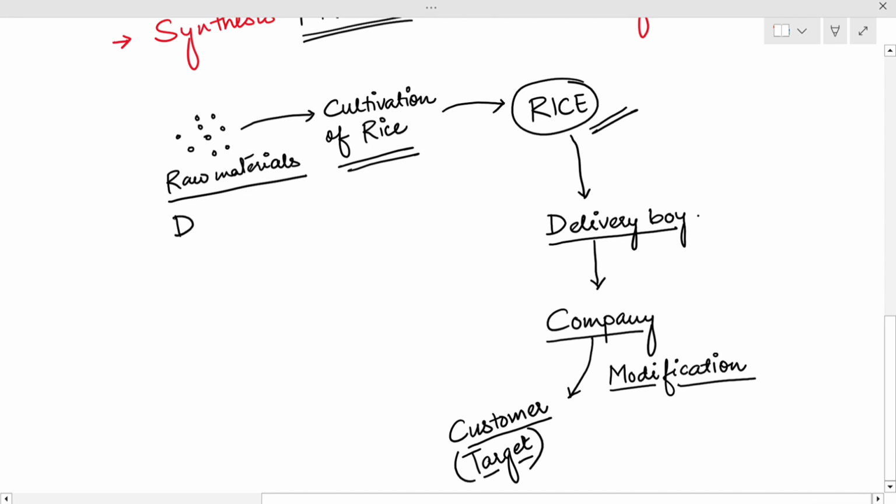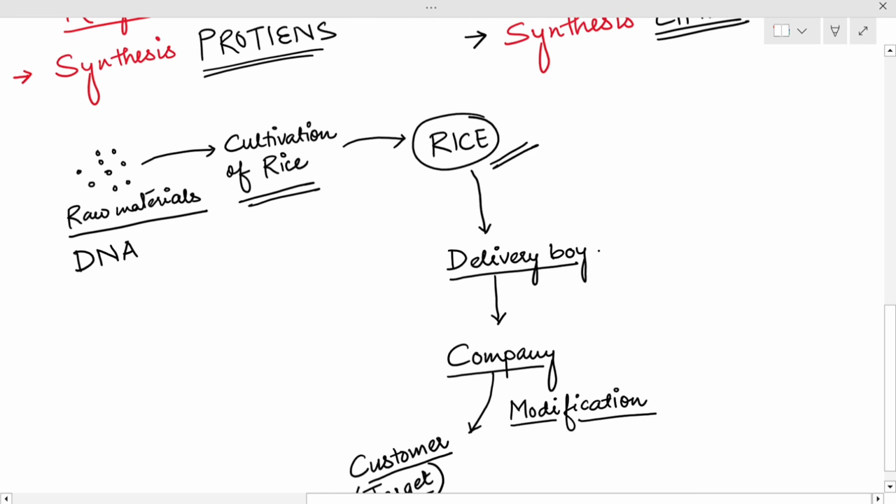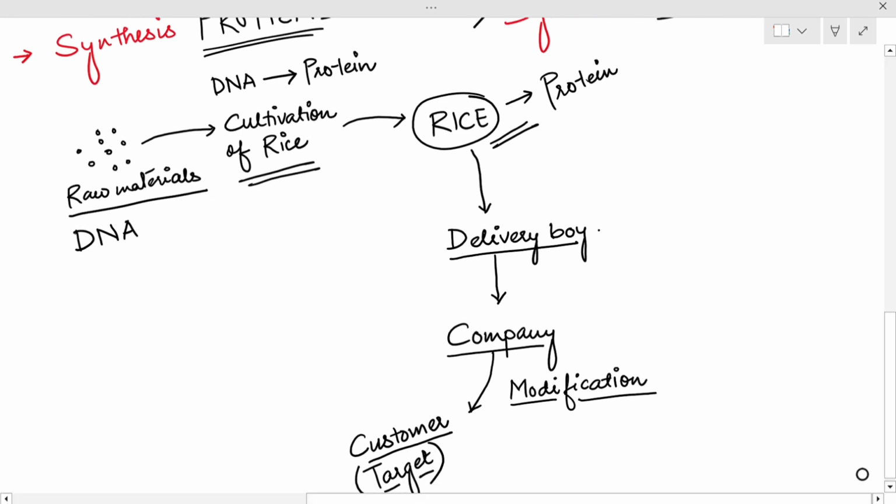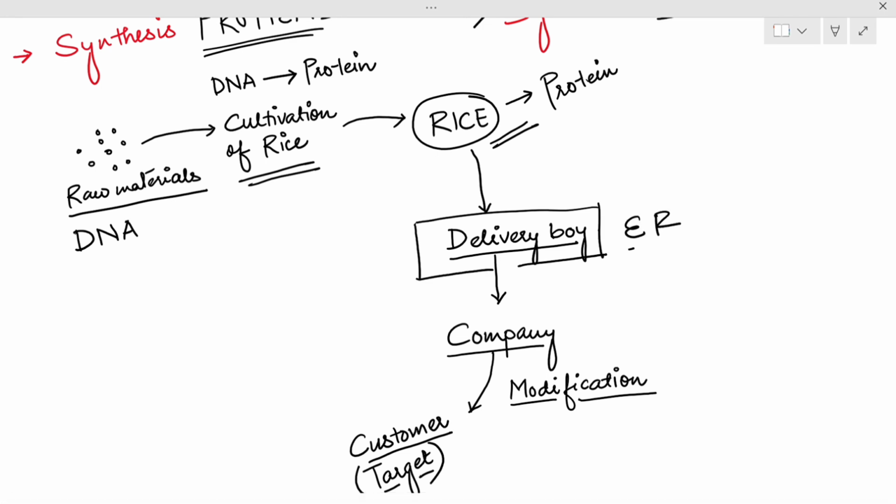Now, this raw material is the DNA, in a scientific explanation, okay, and this cultivation of rice is the DNA to protein, and this rice is the protein, the formed protein. Okay, now this protein will be taken up by the delivery boy, which is the endoplasmic reticulum. Okay, this delivery boy will give this particular rice to the company, and this company is the Golgi apparatus.